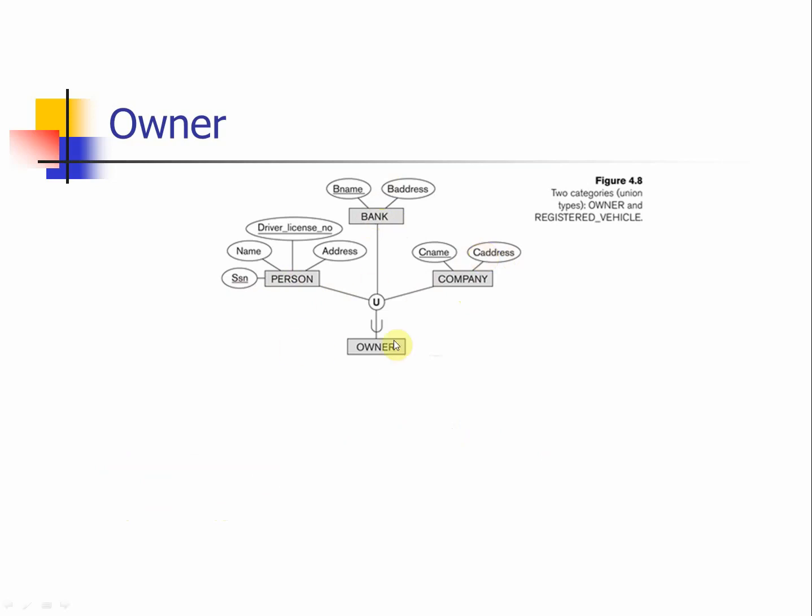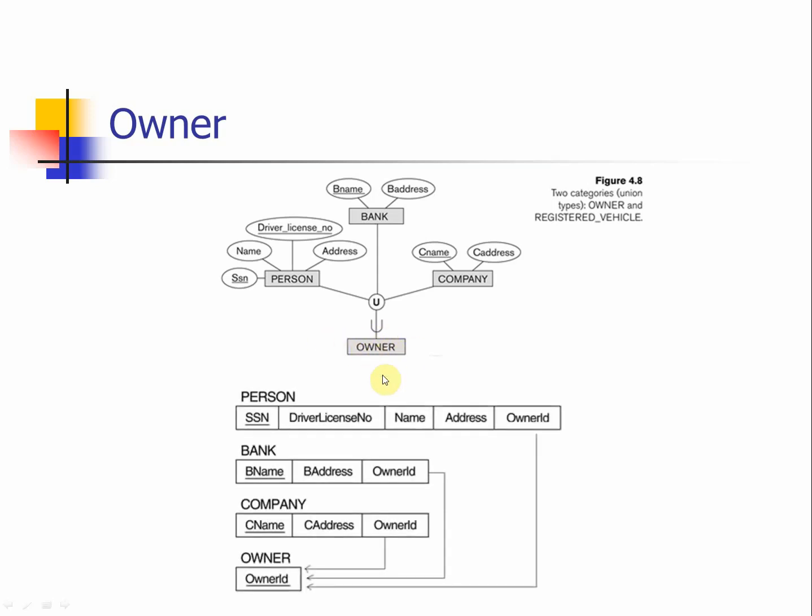To handle this union, which lies in the last step, we need to create the owner relation and then append owner ID, what we call a surrogate key, to all the superclasses, and then use those to form the foreign key that refers to the owner ID. This is like creating an ID for every single owner. If owner number 1 is a person, then we will have that information, everything over here with the owner ID 1, able to link to our very first owner.